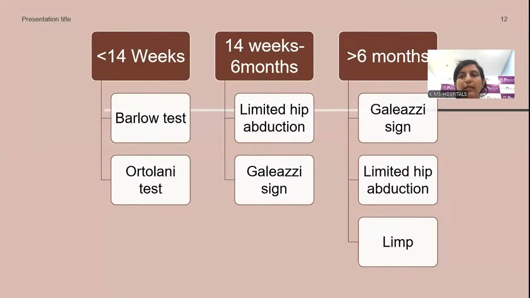The most important clinical signs elicitable at birth are Barlow's test and Ortolani's test. Within the first 3 months, these two signs are the most important. Between 3 to 6 months, limited hip abduction and Galeazzi sign are the most important signs. And above 6 months, along with limited hip abduction and Galeazzi sign, if the child is walking, we can also see a limp, positive Trendelenburg sign, and the child may walk on toes on the affected side.